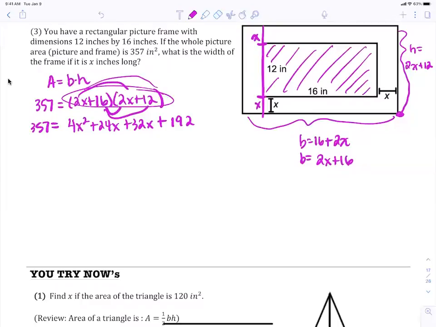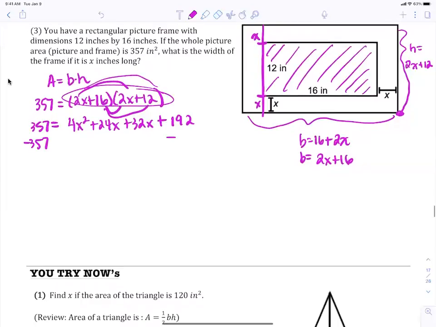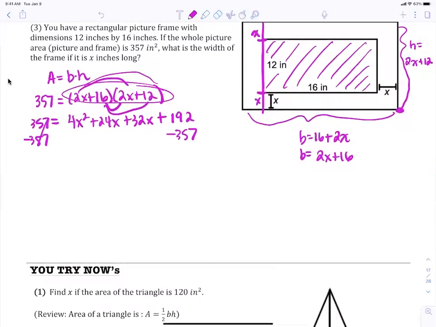In order for me to factor, I have to get all my like terms on the same side, and it has to be equal to 0. So I'm going to subtract 357 over. And now we're going to be here. We're going to take 0 equals. I'm going to go through and combine my like terms as well. So I have a 24x plus 32x, which is going to end up being 56x. And then 192 minus 357 ends up being negative 165.